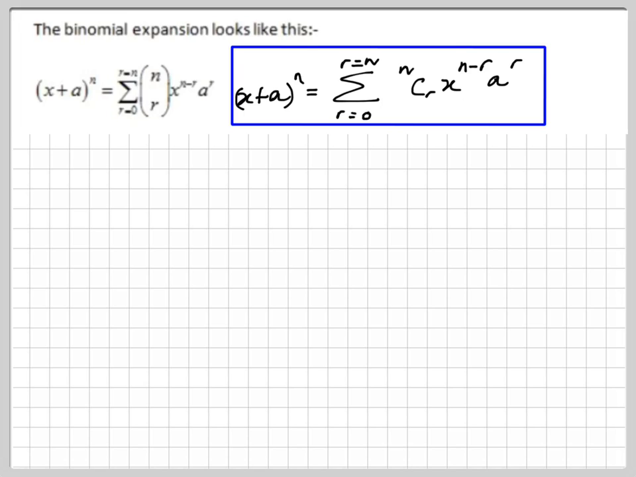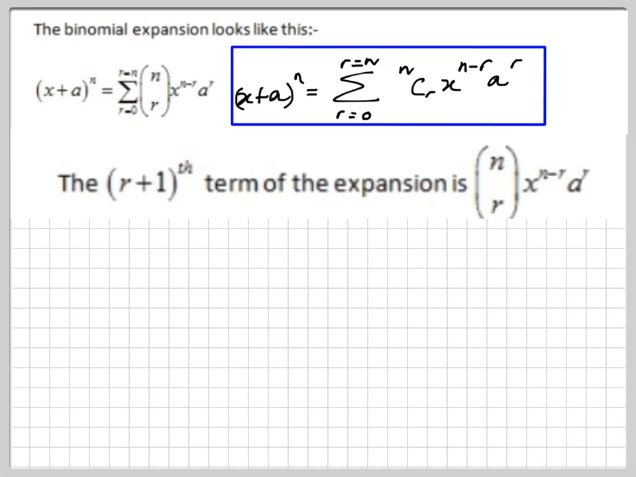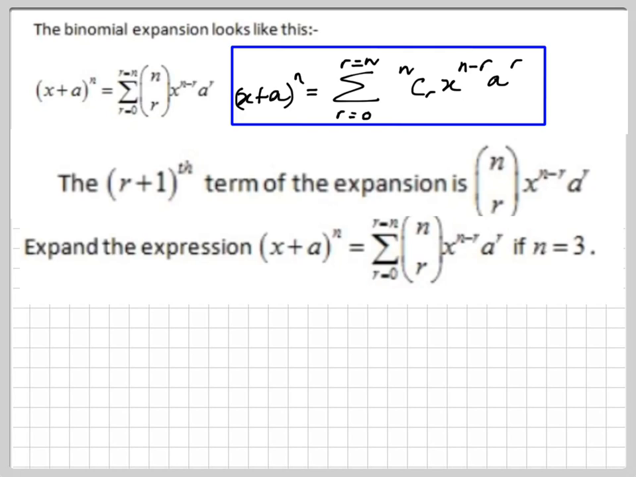Now, don't laugh, but I overcompensated in the next line. You are laughing. Therefore, the r plus 1th term of the expansion is nCr, x to the n minus r, a to the r. And then I overcompensated even more for the next line. Oh, no, about the same. So expand the expression (x + a)^n equals that horrible looking mess when n is 3. That's all right. No problem. Come on, we can do that.